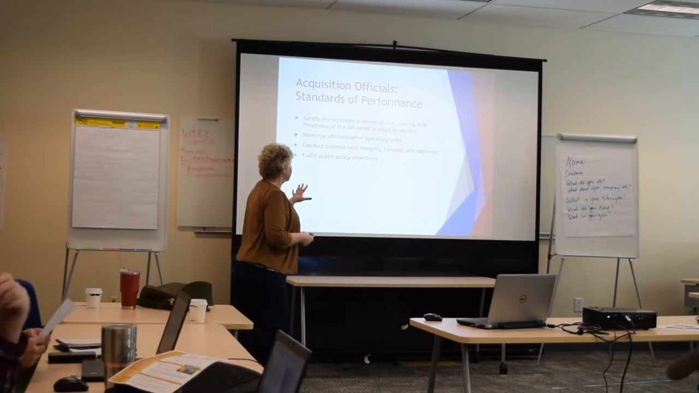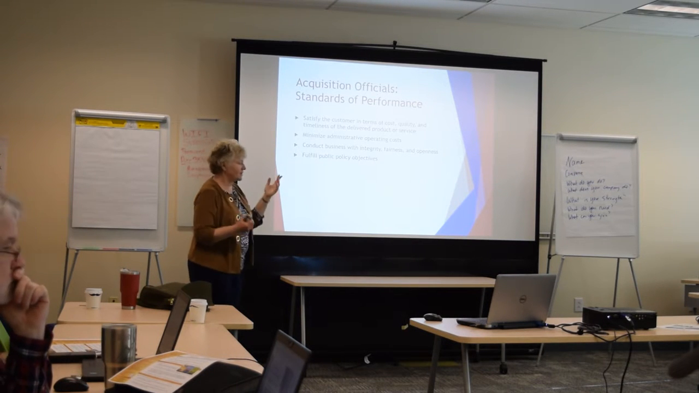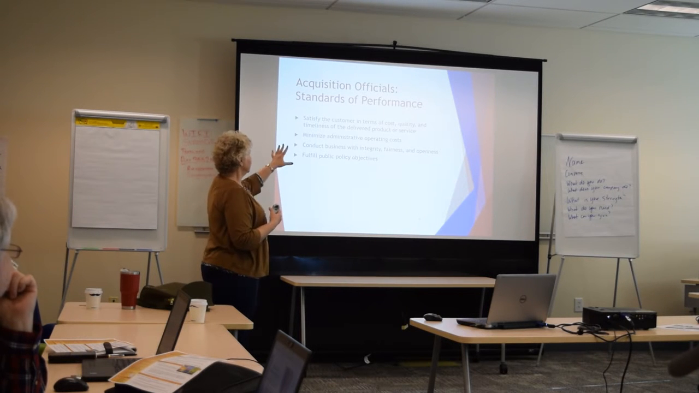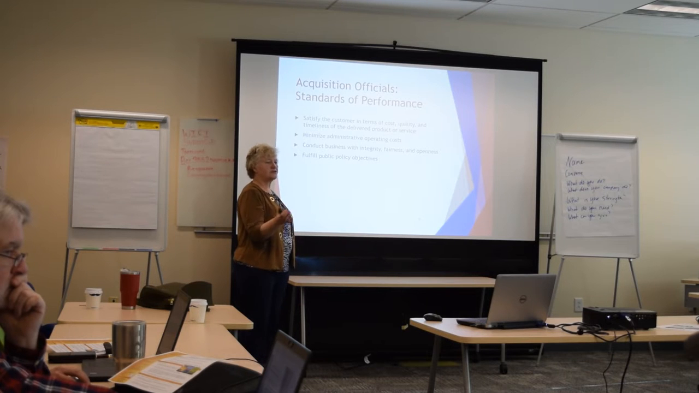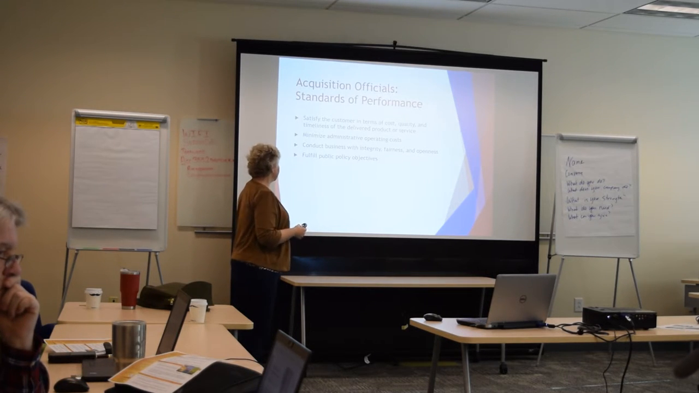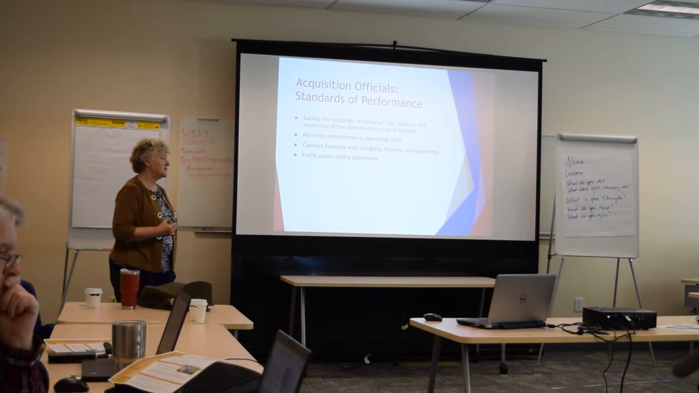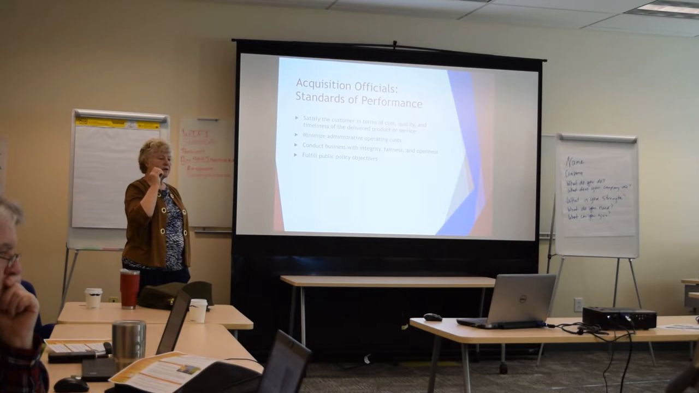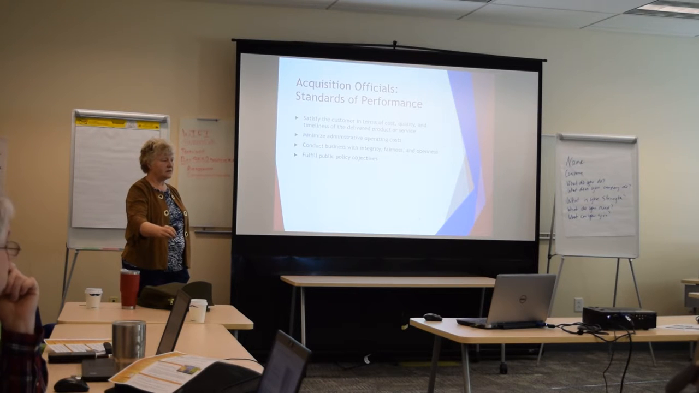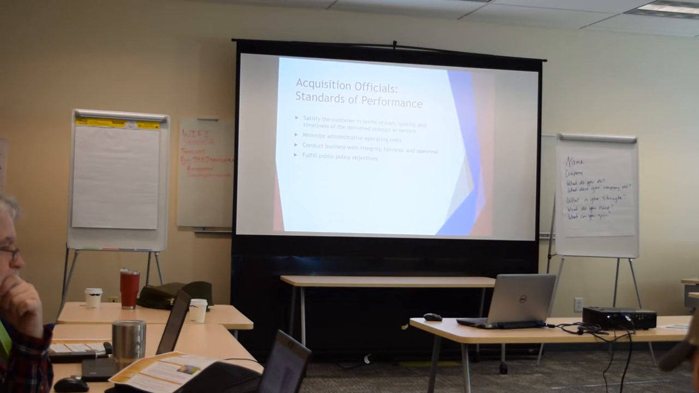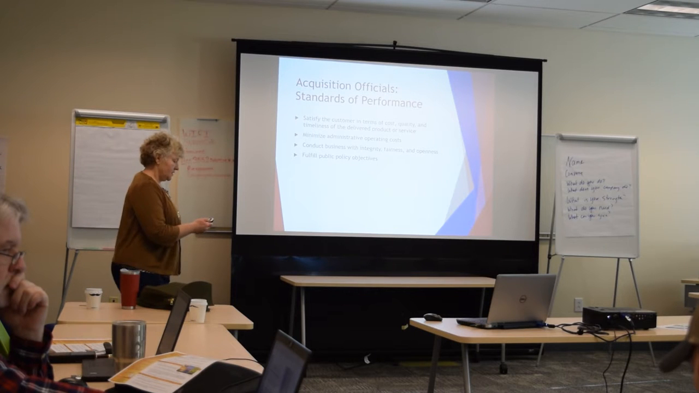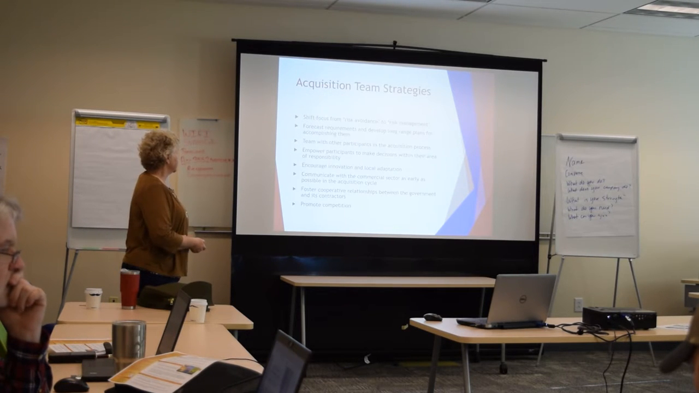So the government officials, they're trying to satisfy the customer in terms of cost, quality, and timeliness. So when we talk about the proposal development process today, you'll see that we'll be focused on cost, quality, and timeliness. They're trying to minimize administrative operating costs, which means they normally want you to be the general contractor and bring in all the subs under you so that they're just managing you. They want to conduct business with integrity, fairness, and openness. So the government cares about making sure they don't overtly give somebody an unfair advantage, but they're also concerned about people not getting the perception that there's an unfair advantage. So you wouldn't see a contracting officer going off and having lunch with a contractor involved in an active solicitation, because that would give the perception of the issue. And then to fulfill public policy objectives, all the regulations that we talk about.